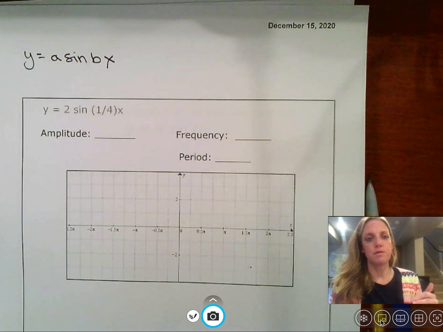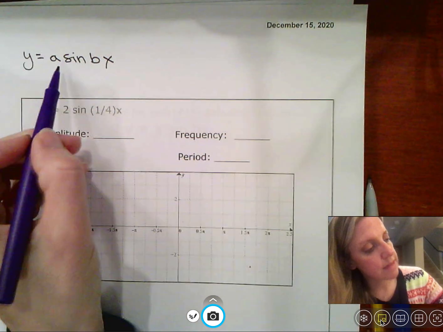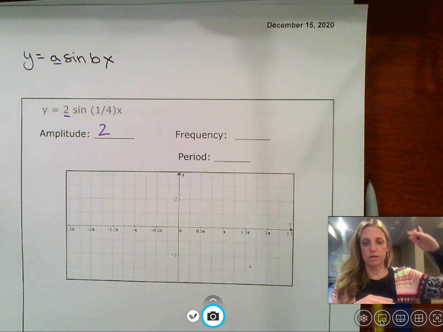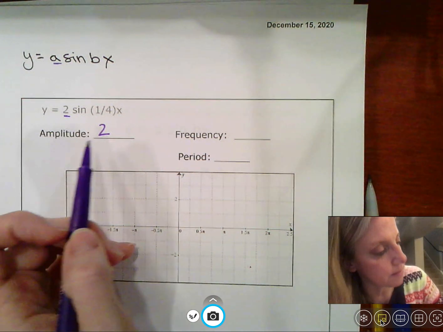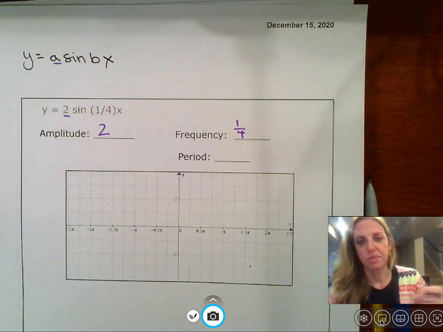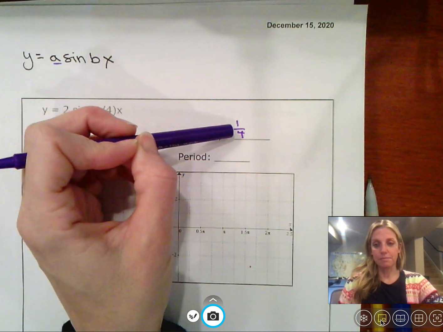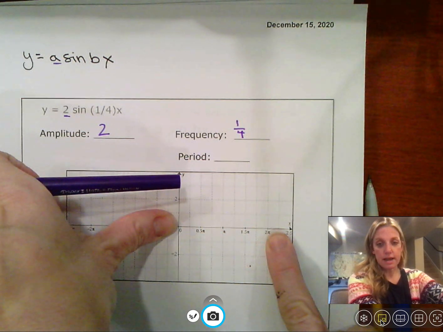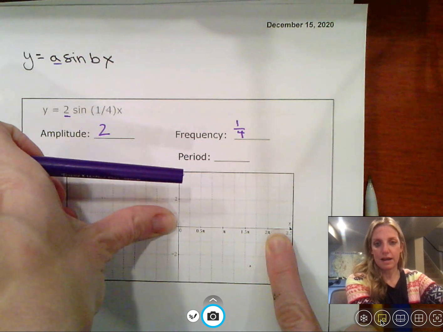I always remember y equals a sine bx. So here the amplitude comes in front of the sine. The amplitude is 2, so our ceiling and floor are stretched a little more than normal, not as much as the last problem. The frequency says 1/4. Oh, that's interesting. This accordion is going to be way stretched out because this is saying in 2 pi, so from here to here, how many cycles will we see? We only see 1/4 of 1, so this is going to be kind of crazy.